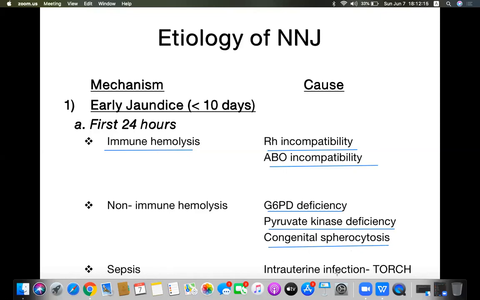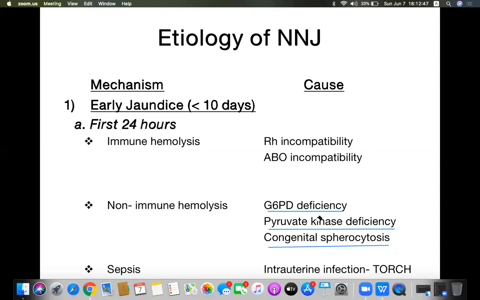Regarding sepsis, intrauterine infection or the TORCH group of infections quite commonly lead to jaundice in the first 24 hours. So this is the TORCH group of infections: toxoplasma, rubella, cytomegalovirus, herpes simplex, and if I add S here, that would be syphilis. If I don't add S, then this O stands for others. In that other, you can write syphilis there. So both are correct.